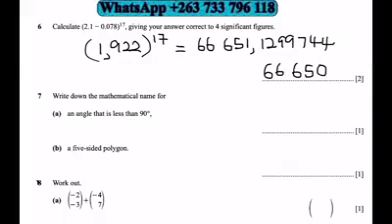On number 7, write down the mathematical name for an angle that is less than 90 degrees. This is an acute angle. A 5-sided polygon is a pentagon.